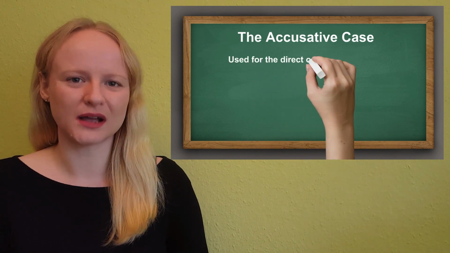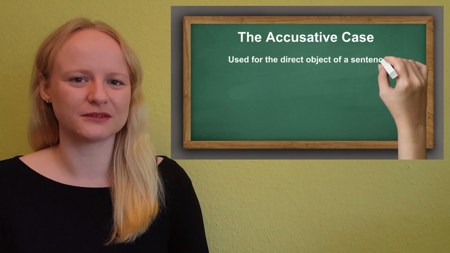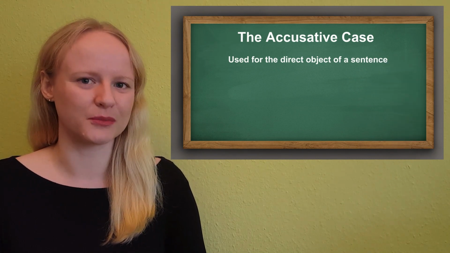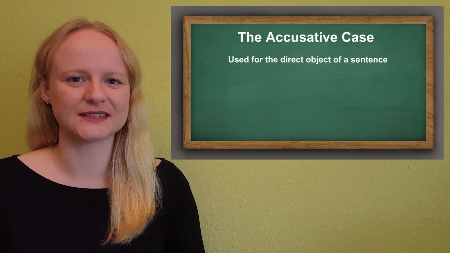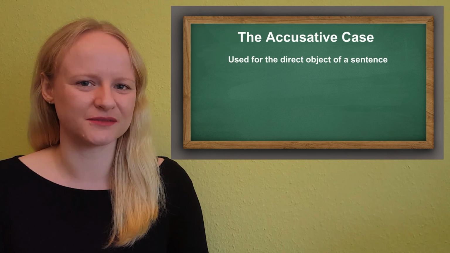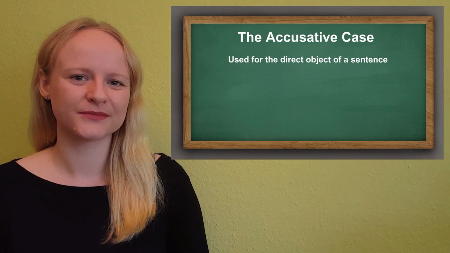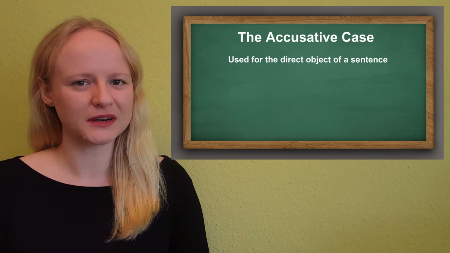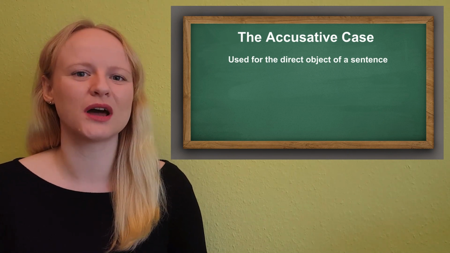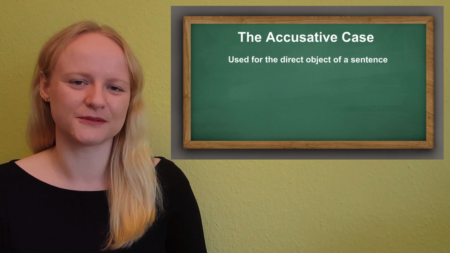And it is used, among other things, for the direct object of a sentence, so the person or thing that receives the action of the verb, for example as in the sentence, I read a book. In German, the book will be put in accusative case here. Very often, the form of the noun itself will not change, but the accompanying articles, pronouns and adjectives usually will.